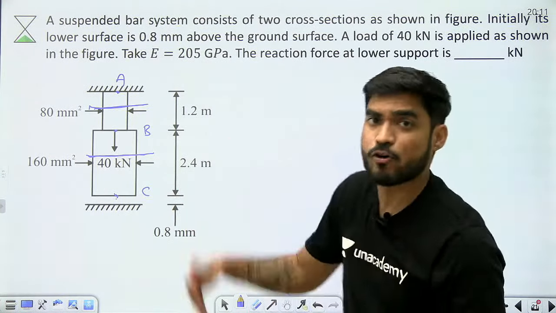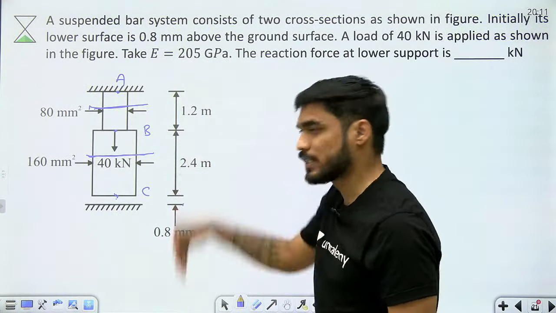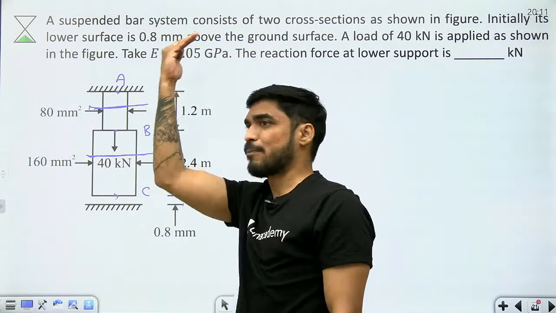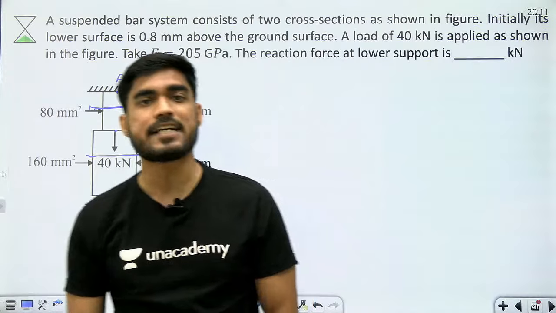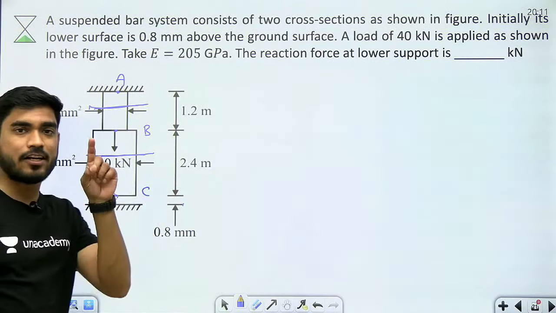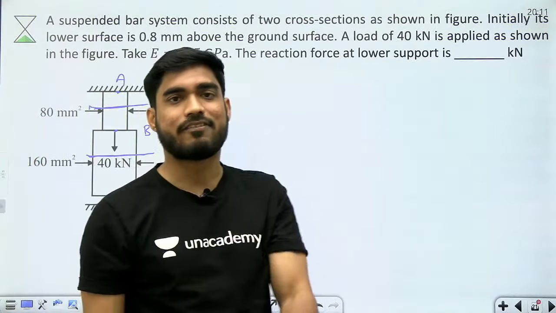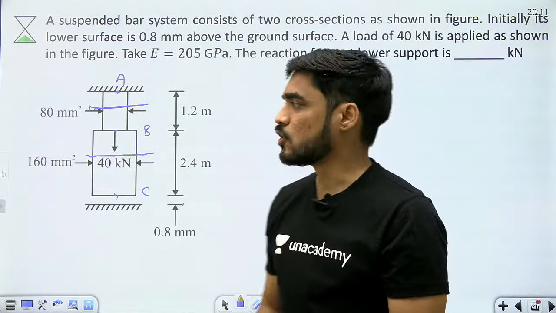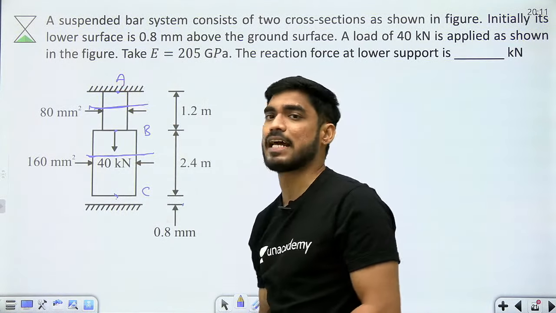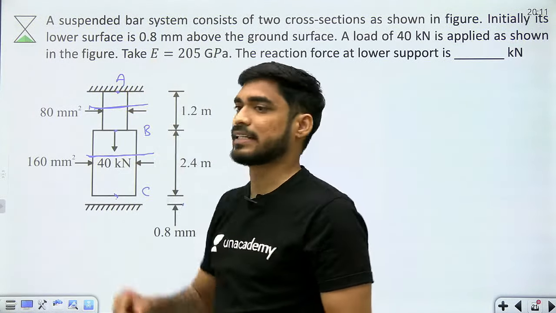Just touch the ground, it will not apply any force on the ground. When C will apply force on the ground, when it moves more than 0.8, C will apply a downward force on the ground, and the ground will apply an upward reaction at C. So right now there is no reaction at C. In order to find whether there will be a reaction at C or not, you will have to find out how much change in length of AB there will be.